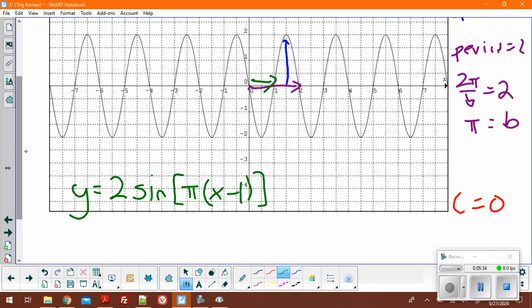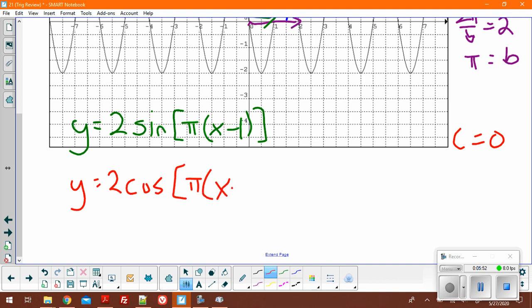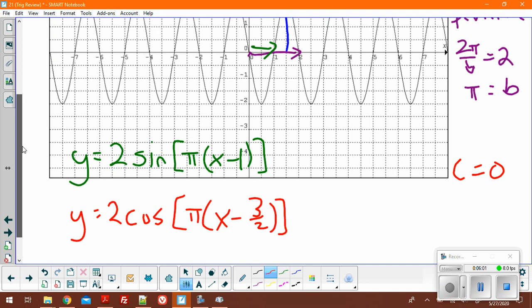Okay, if I wanted to use cosine, then it starts at a peak, so I would have to check here. That's at 1.5. So I could write this function as y equals 2 cosine pi times x minus 1.5, or 3 over 2. And then again, there's no vertical shift.